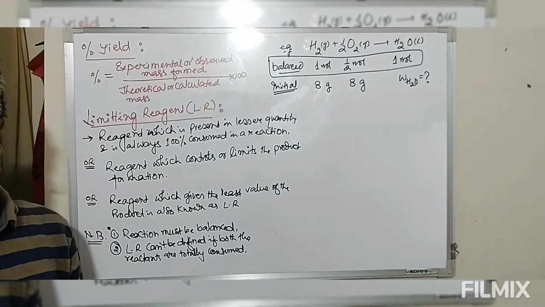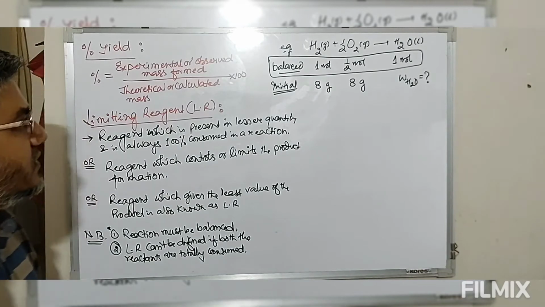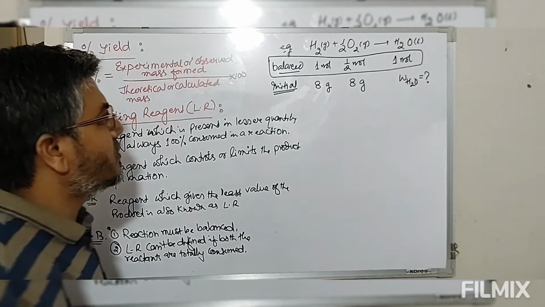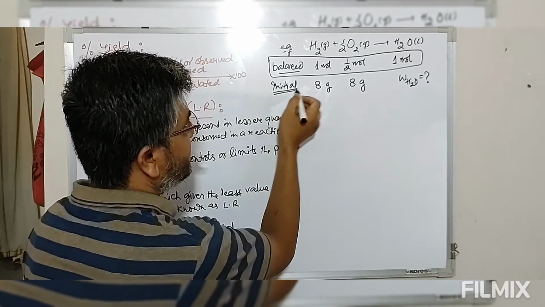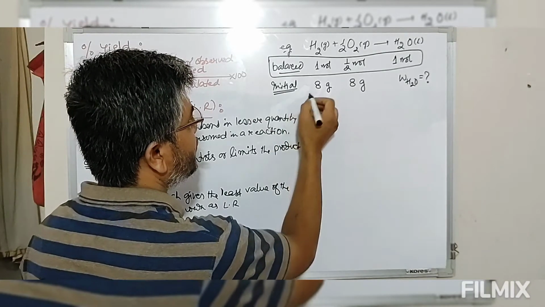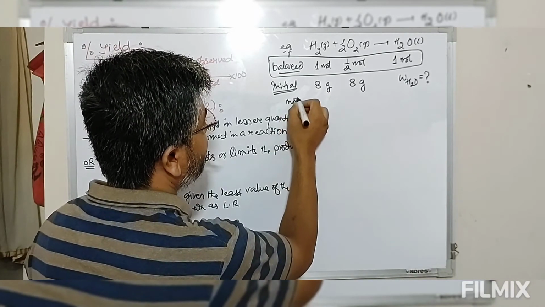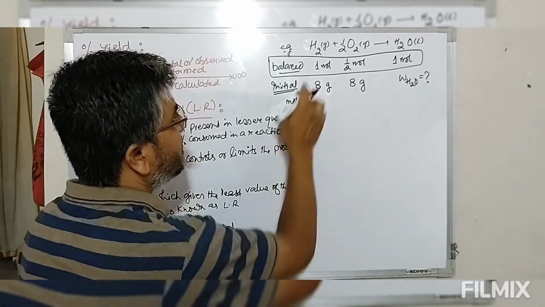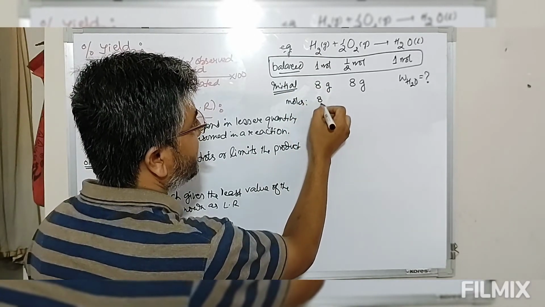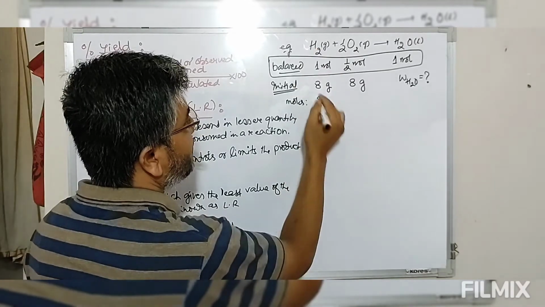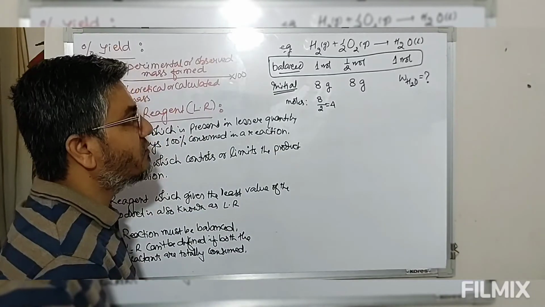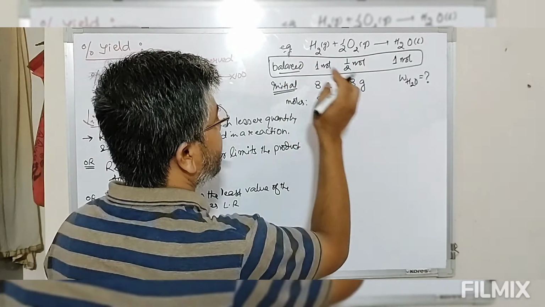Question A. First of all, we have to define what the limiting reagent is. Now this is the initial in terms of mass, and we can define this in terms of moles. Moles is mass divided by molar mass. So mass is 8, molar mass of the hydrogen molecule is 2, so we have 4 moles. We are starting with 4 moles of hydrogen gas.